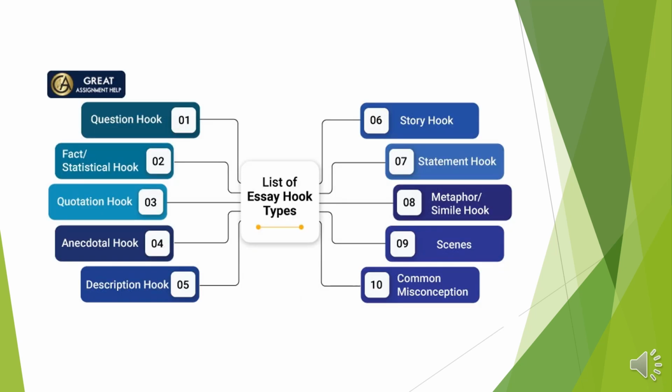What are some types of hooks? Some types of hooks are question hooks, facts, a quotation, anecdotal hook, which means a short story, description hook, which means describing something, statement, metaphor, simile, any kind of figures of speech might also be a hook.